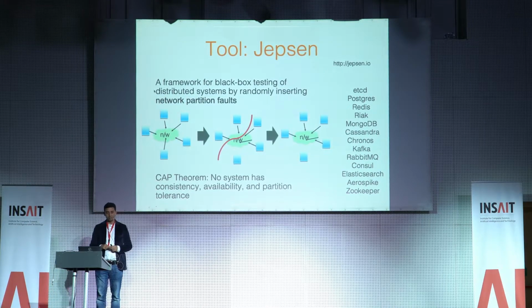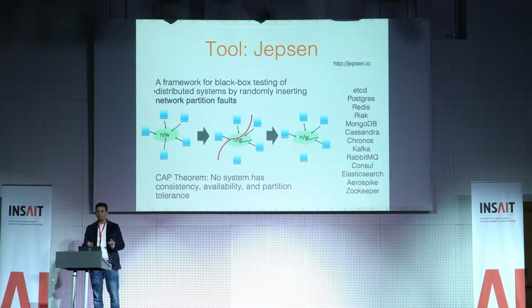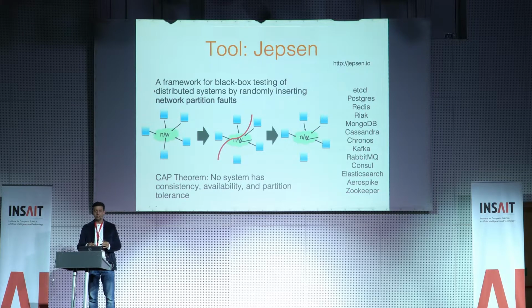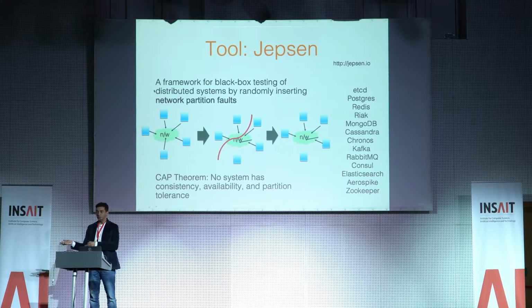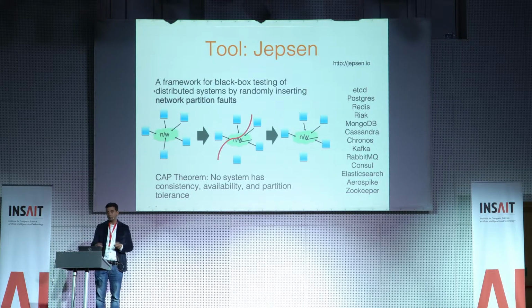Now, there's a famous theorem in the distributed systems world called the CAP theorem, right? Which says if you have a distributed system, then it cannot have consistency, availability, and partition tolerance at the same time. And this is what Jepsen exploits. It says, well, I'll introduce a partition in the network, and either consistency or availability should break. And then I see what breaks, and then I go and ask the programmer if that was the intended behavior. And this is the source of many of the bugs that Jepsen finds.